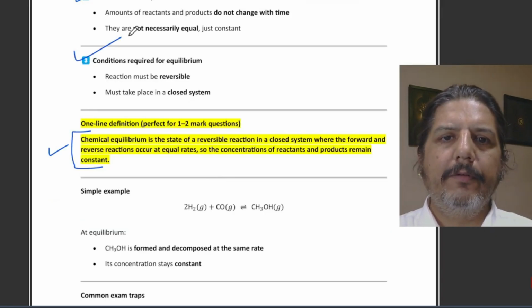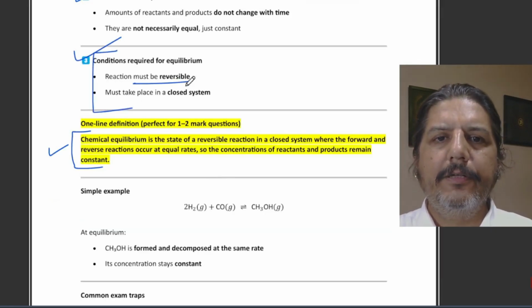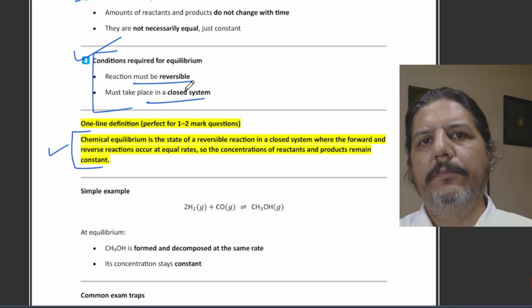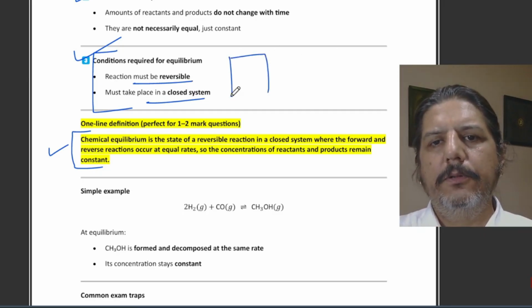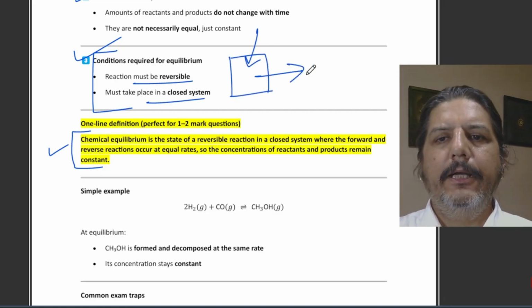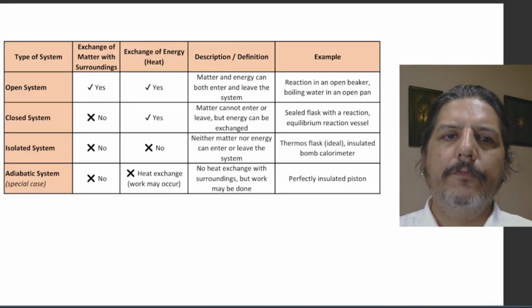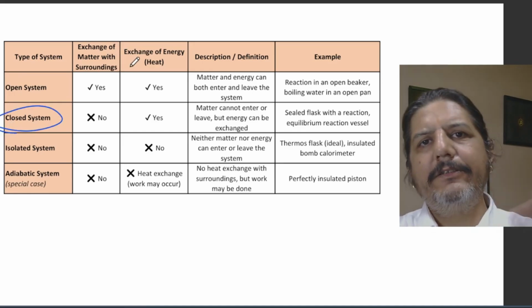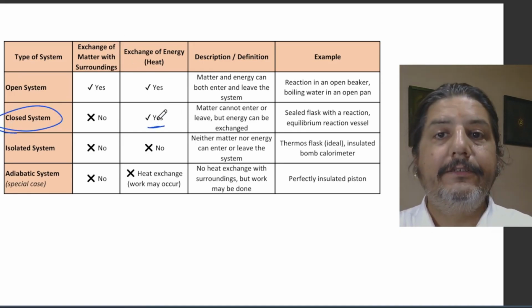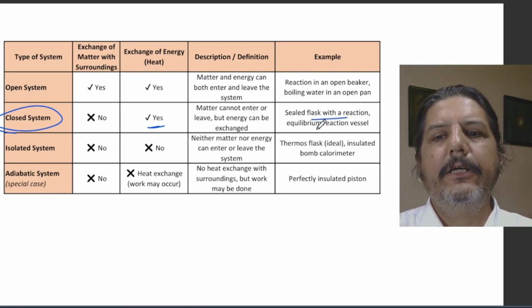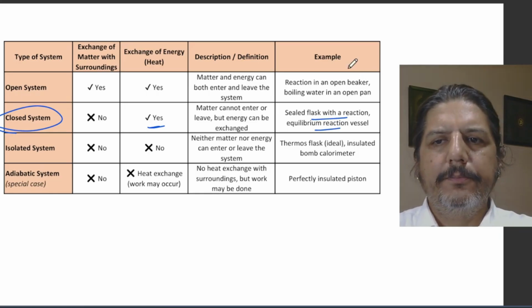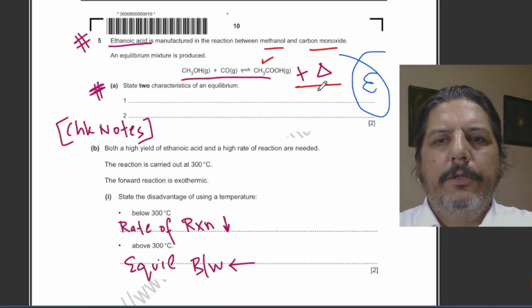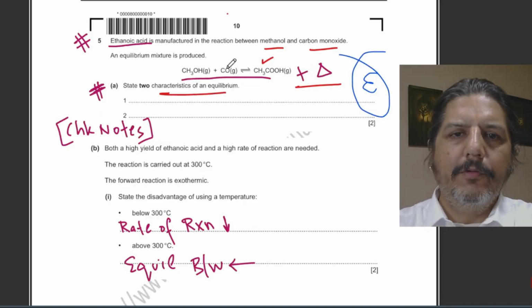Another important part of the equilibrium definition is that the reaction must be reversible and it must be a closed system. No matter can enter or leave the system. So in a closed system, matter can't be exchanged with the surroundings. Energy can be. So matter cannot enter or leave, but energy can be exchanged. So for example, a sealed flask with a reaction, an equilibrium reaction vessel. These are examples of a closed system. Okay. So this is what we have answered about the two characteristics of equilibrium.